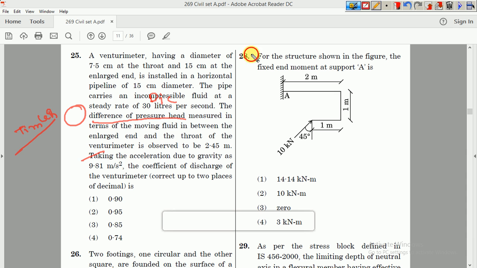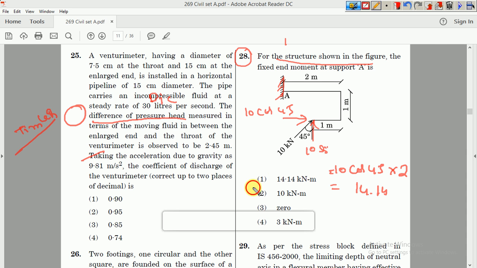Fine. See, again this is a very basic question which comes under elements of civil engineering. Okay, for the structure shown in the figure, they are asking what is the fixed end moment that is going to take place. I will just resolve this component. This I'll write as 10 cos 45, and this one is 10 sin 45. I am just making use of the horizontal component, 10 cos 45 into 2. If you substitute, you will get the answer, that is 14.14. The answer for this question is this. This is a basic question.